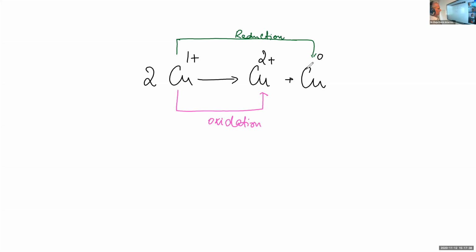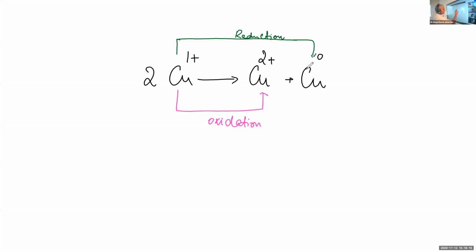You are confused. You think of the definition. Increase in oxidation number, oxidation. Cu plus 1 is converted to Cu plus 2. Increase in oxidation number, so that change is oxidation. Right? Decrease in oxidation number, reduction. Cu plus 1 is converted to Cu0. There is a decrease in the oxidation number. So this is reduction. Now my question is this.